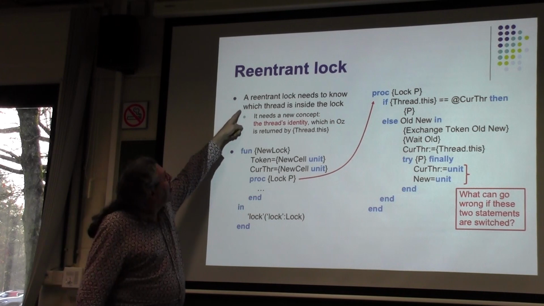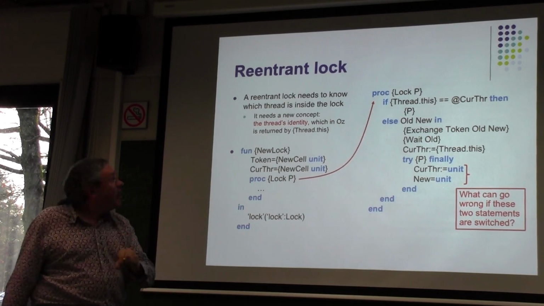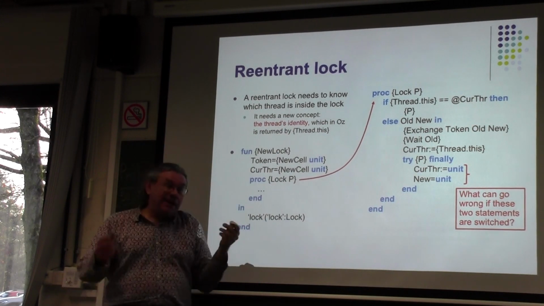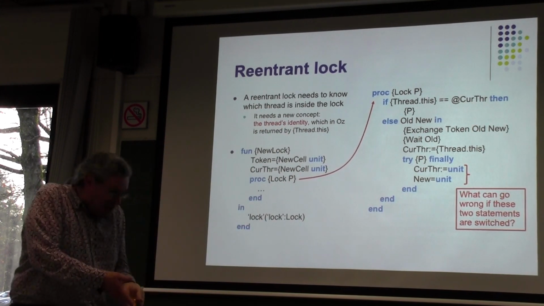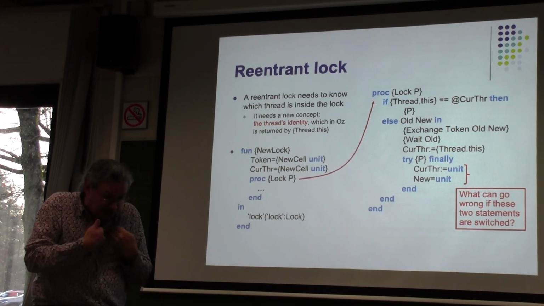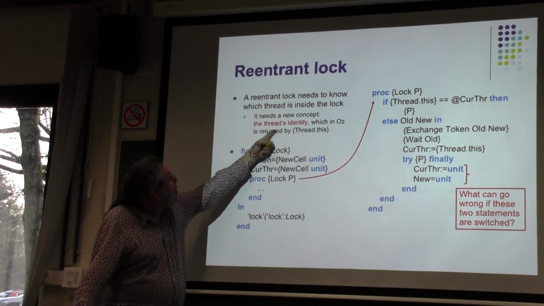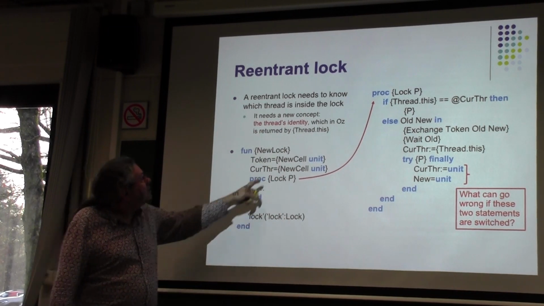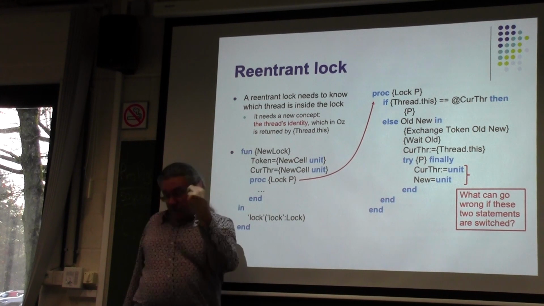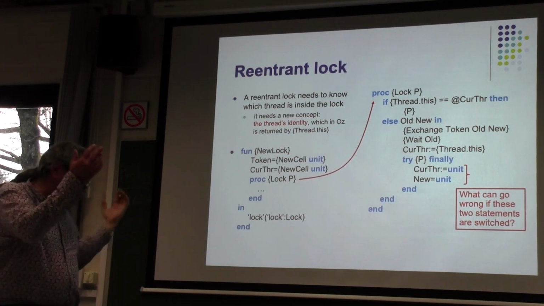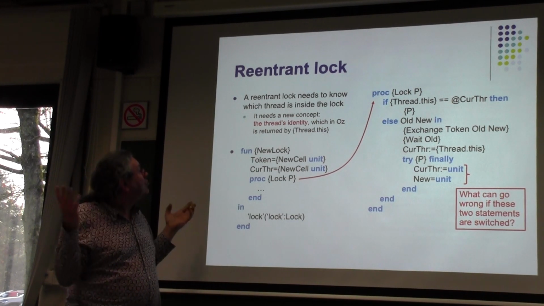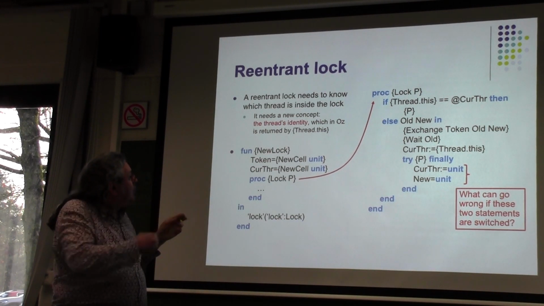So a reentrant lock needs to know which thread is inside. It needs to know the thread's identity. Because you know there's a thread inside, you have to ask, is it the same as me? So you need to know the thread's identity. In Oz you have a function called thread.this, which returns the thread's identity. Other languages will have something similar, depending on the language. But a thread has an identity.